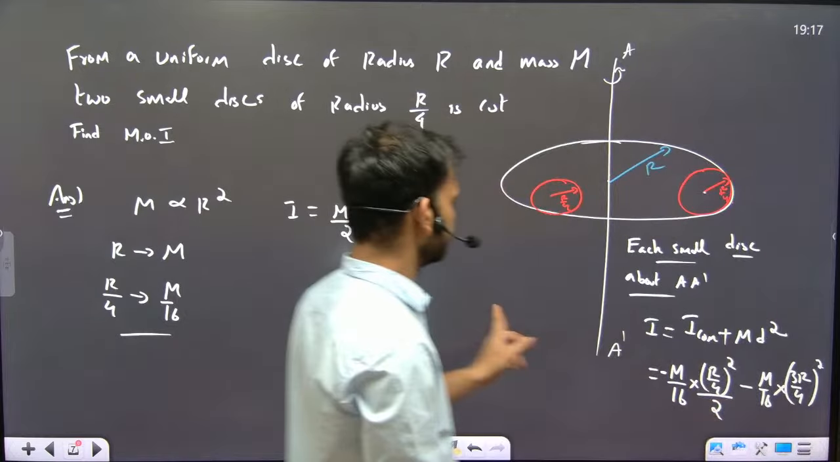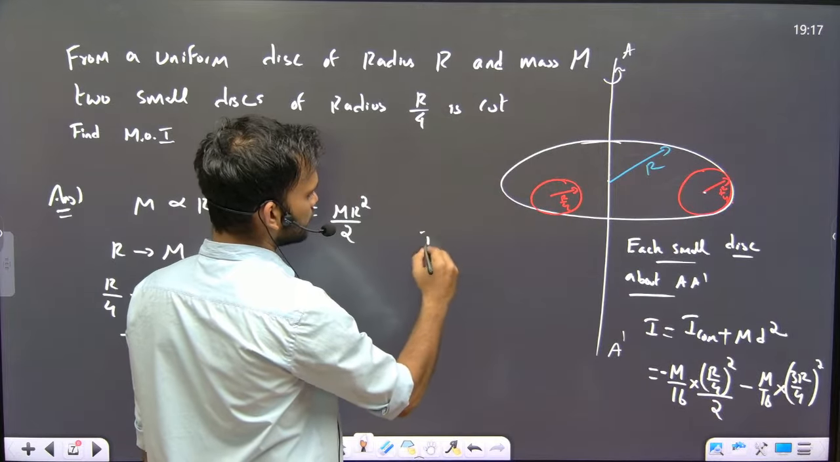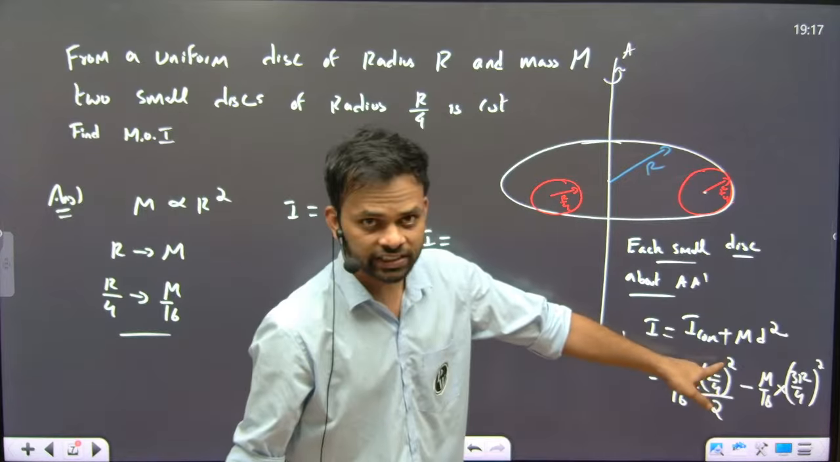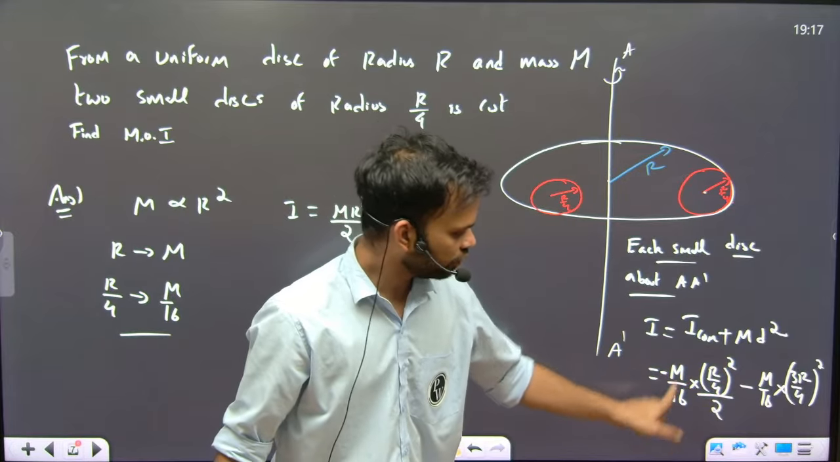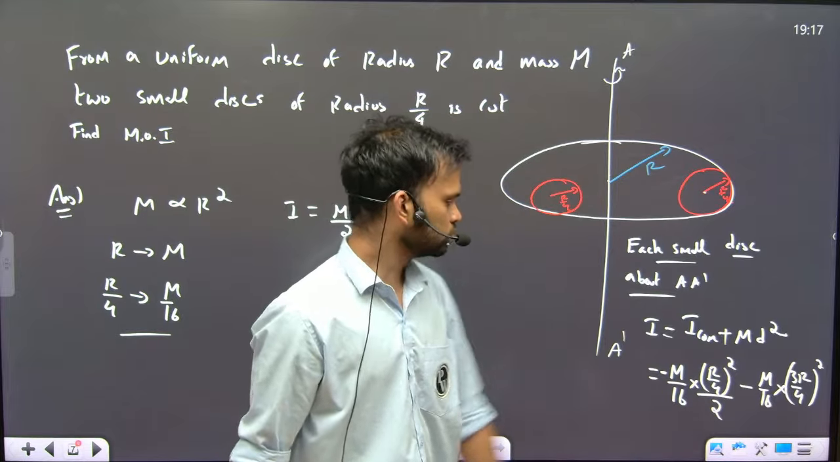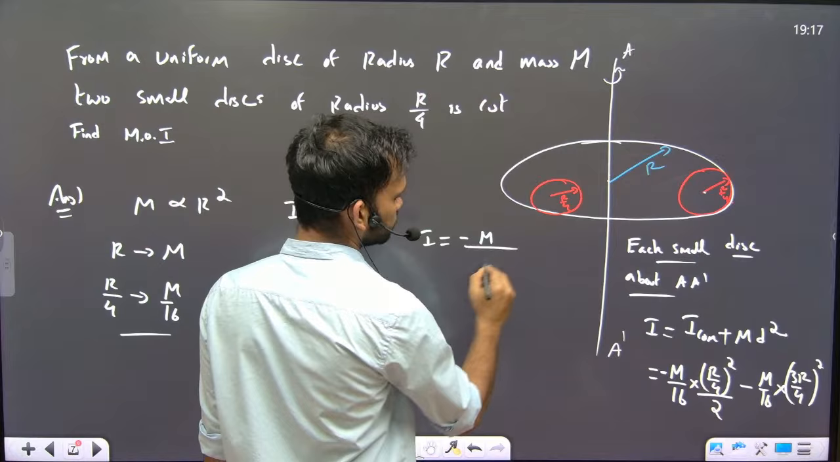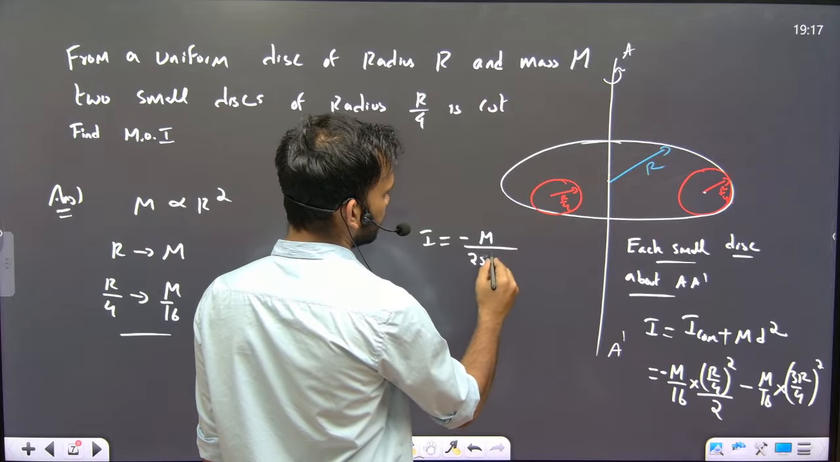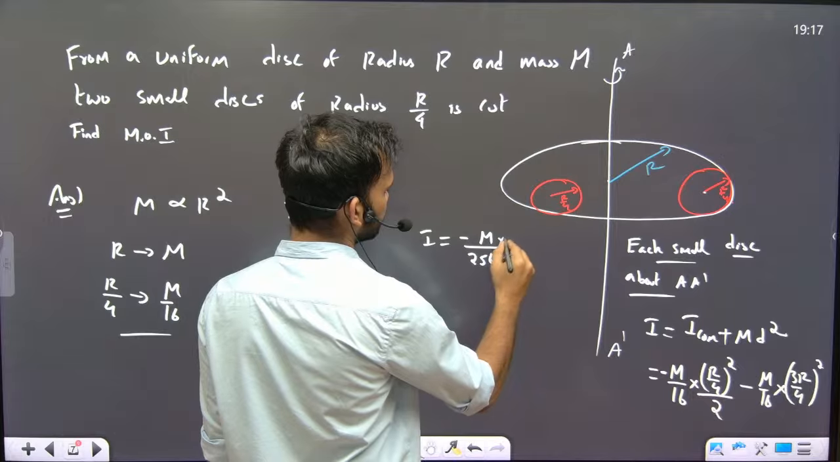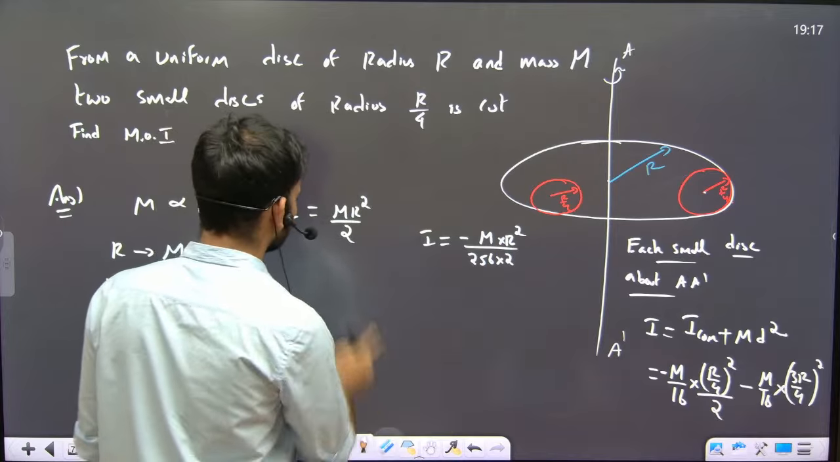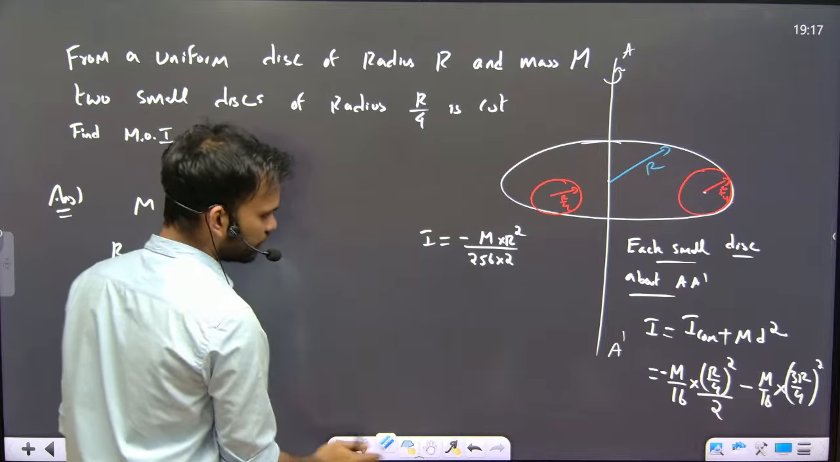Right, so let me do it here. This becomes I is equal to, so that becomes 1 by 4 whole square, 16, 16 is 256, into 2. I'll just keep it like this. So it becomes minus m by 256 into 2 into r square, for each small disk. Let me continue here.